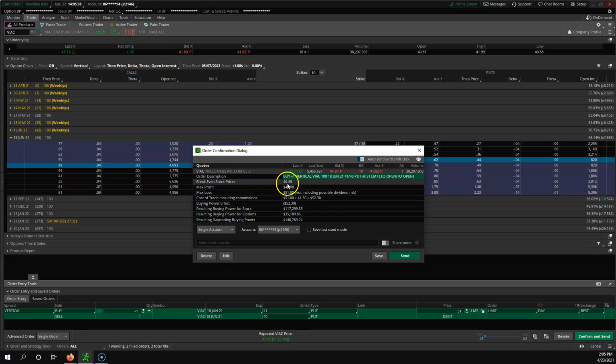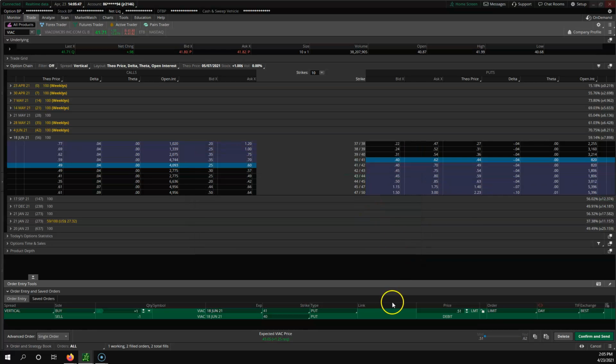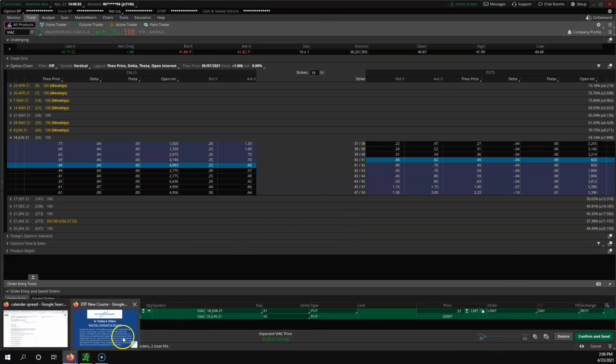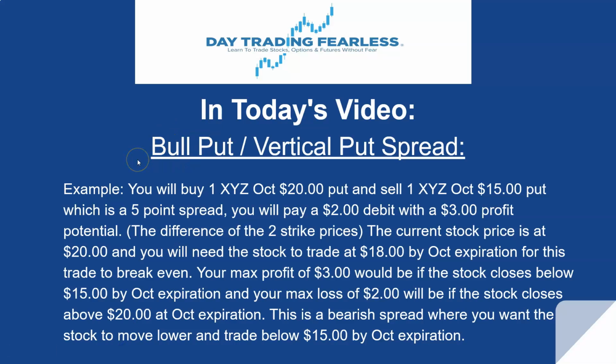Okay, and we want the stock to close below this 40 to be able to make the full $49, right? Because it'll be now fully in the money, and it goes all the way from 49 to $1, right? And that's what our profit would be. So that's how that trade works for the bull put spread.